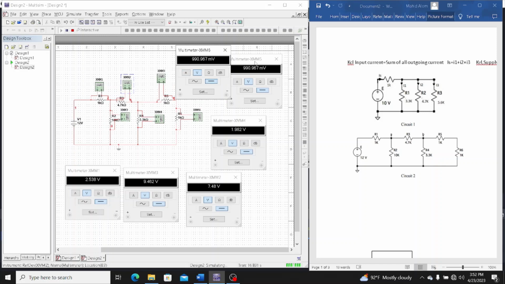XMM6, XMM5 is nearly 1.982 volt, and VR4 is 1.982 volt, and VR3 is 7.48. So if I add two voltages, then I will get 9.462, because in parallel connection we know that the voltage will be the same.